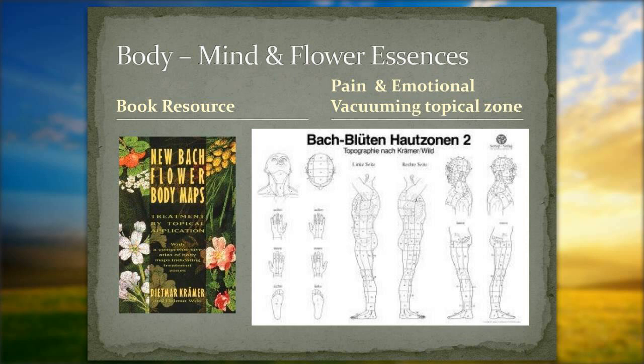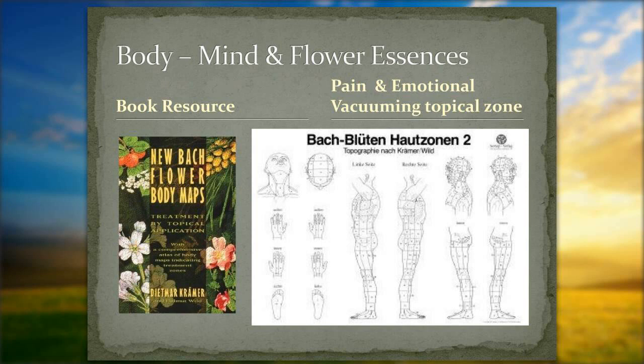And the most prevalent book on the topic at this point in time is the new Bach Flower Map by Dietmar Kramer. And it has a whole bunch of pictures that go through each one of the flowers and detailed descriptions about each one of the 38 Bach Flower Essences. And this is just a German view showing all the different zones.